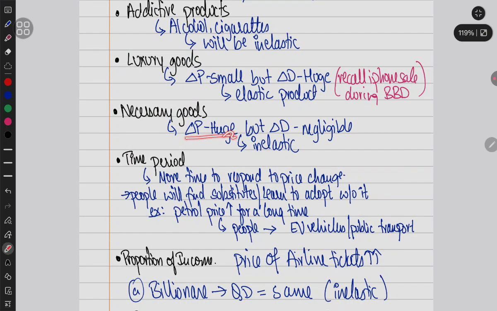Even when there is a very huge change in price but the demand change is almost negligible, therefore these are inelastic.